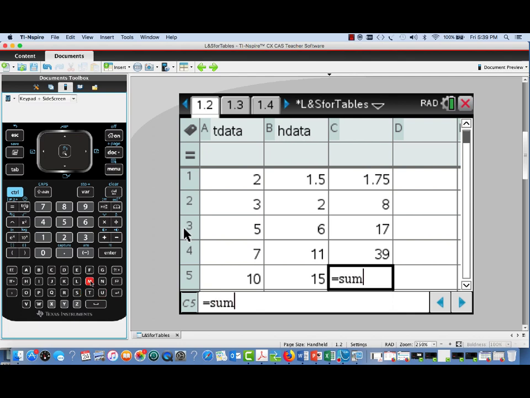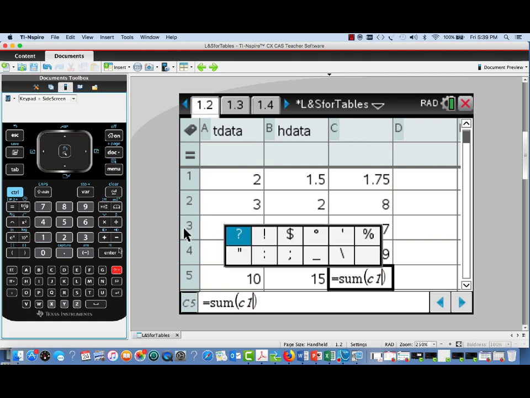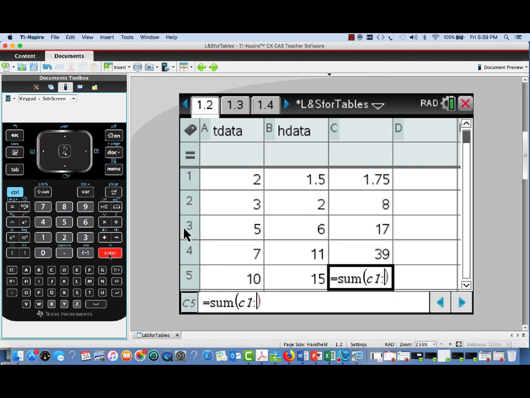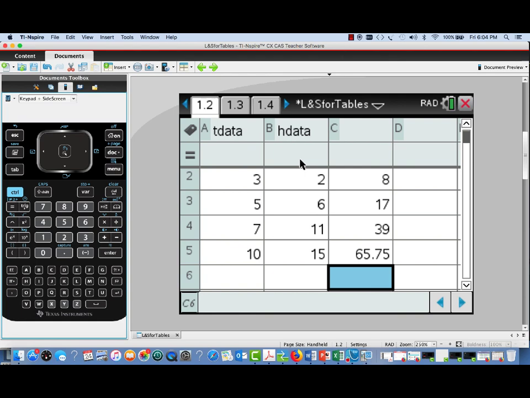So I'm writing equals sum, and I'm actually going to use the format that most spreadsheets use. I'm going to enter the run of cells that I'd like to sum up. So that's from C1 to C4, and we indicate that with a colon. So C1 colon C4. And then when I complete that formula and hit enter, that gives me the sum of the four trapezoids. Now that trapezoidal sum, remember, we're really after the average height of the tree.